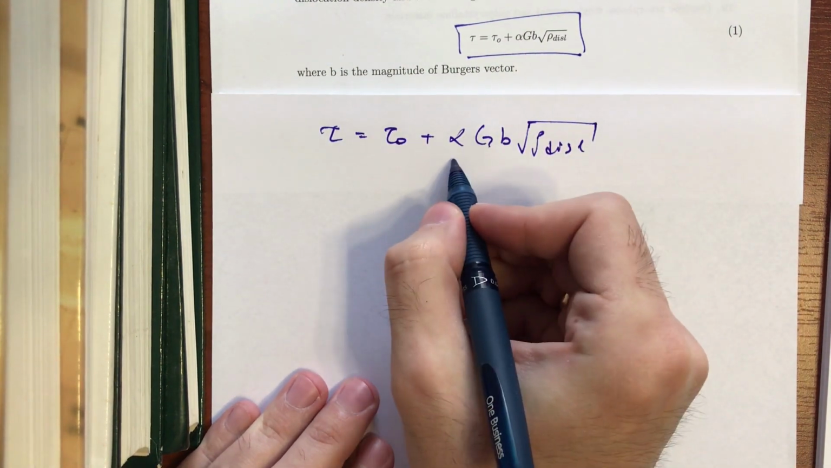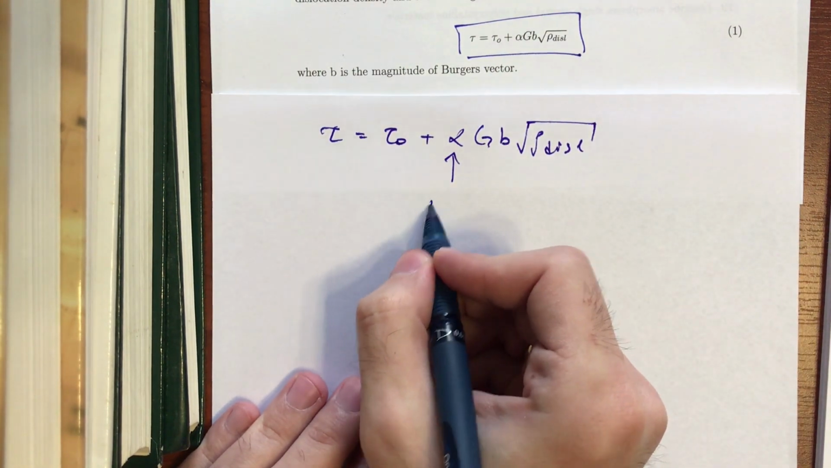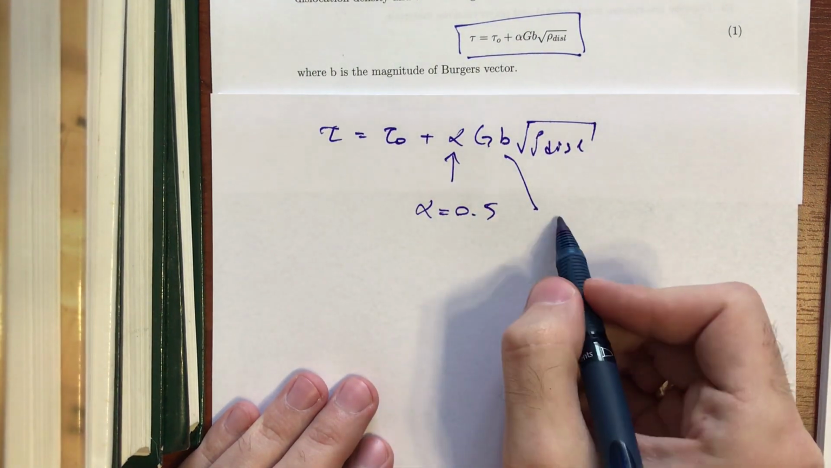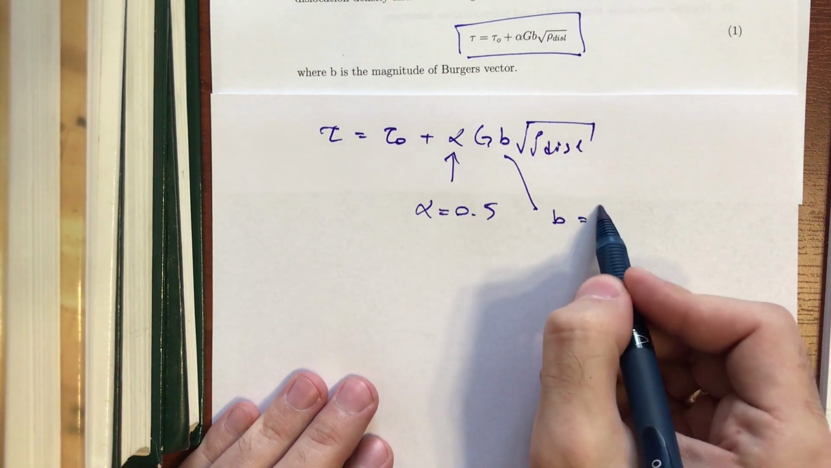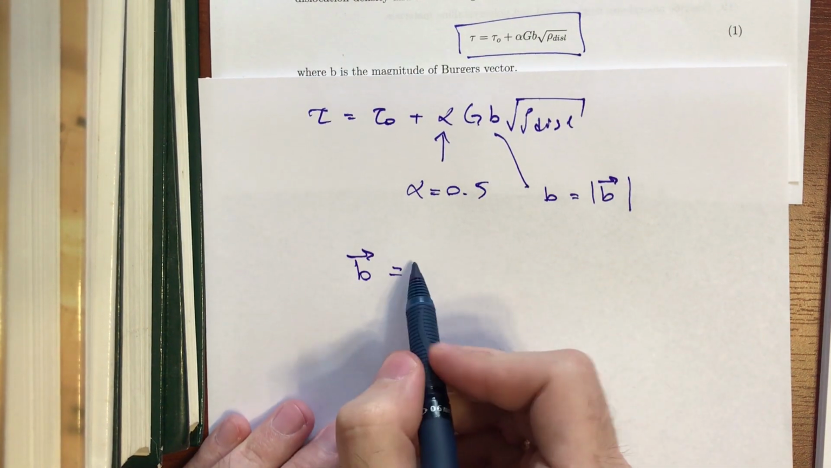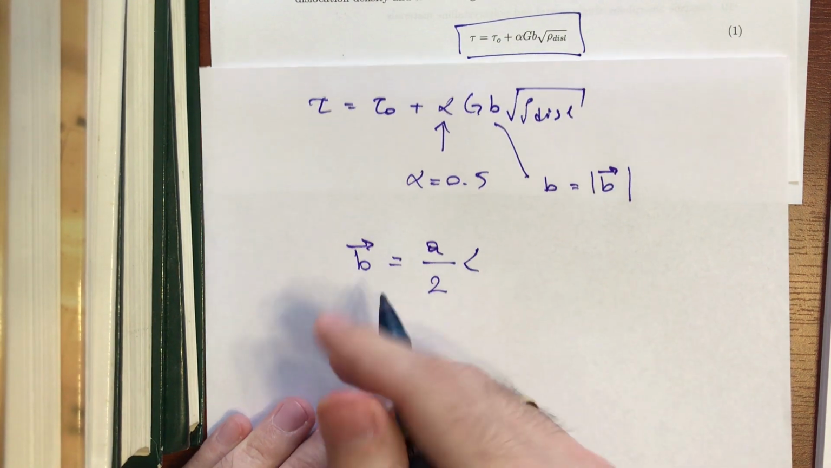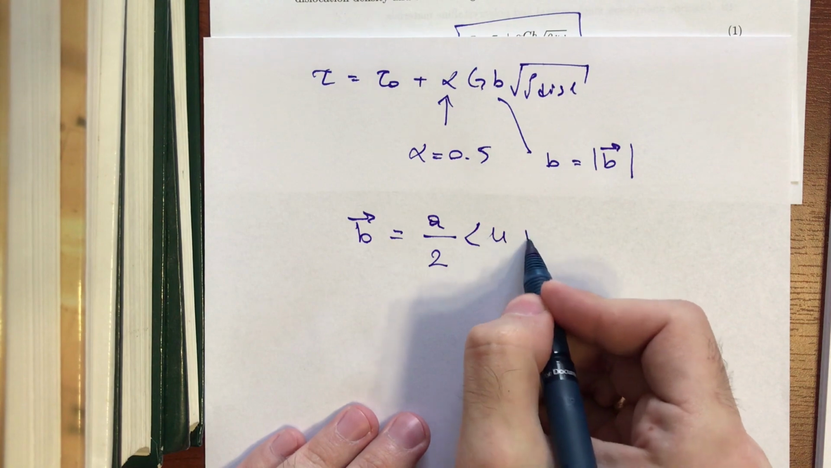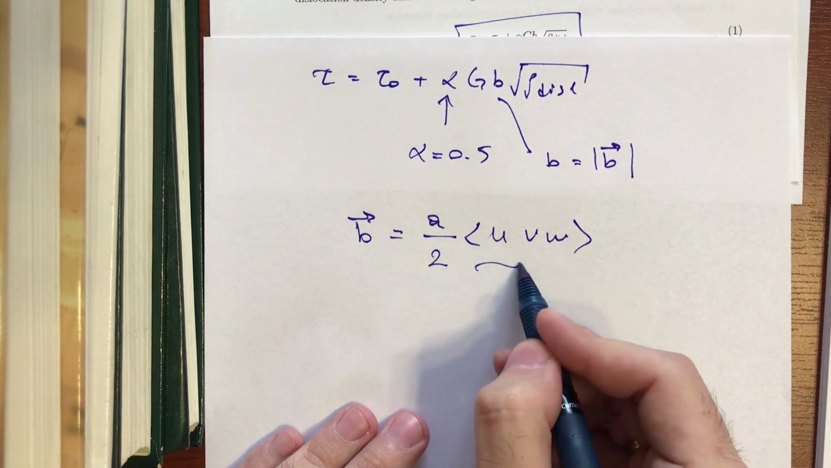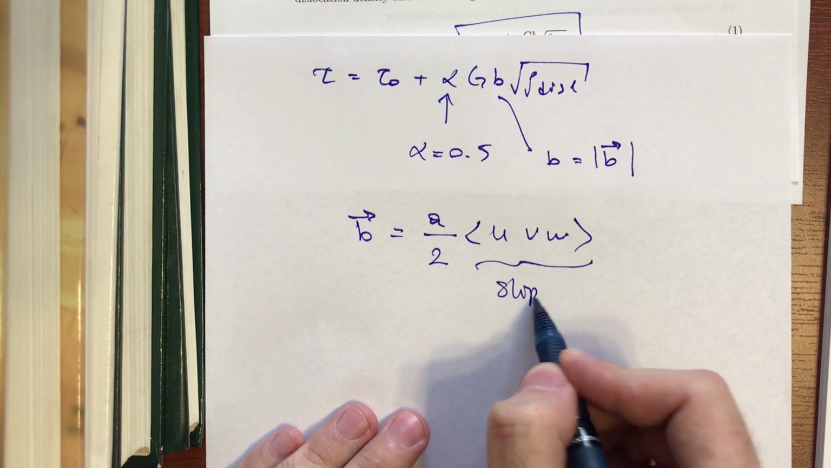So first we need to find what this alpha is. Now, usually alpha is given as 0.5 for metals. The Burgers vector, that's the important thing. This is the length of the Burgers vector. For all cubic structures, the Burgers vector is going to be a over 2 times <uvw>, which is the most densely packed direction, or the slip direction.